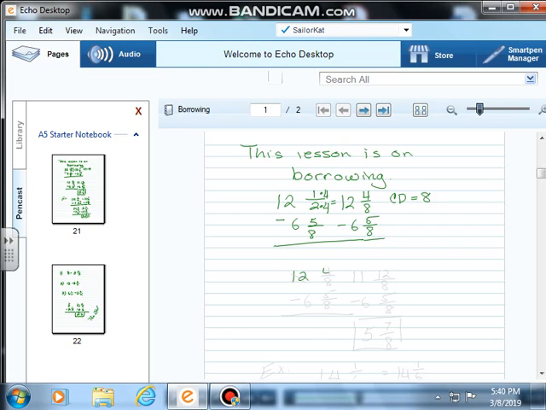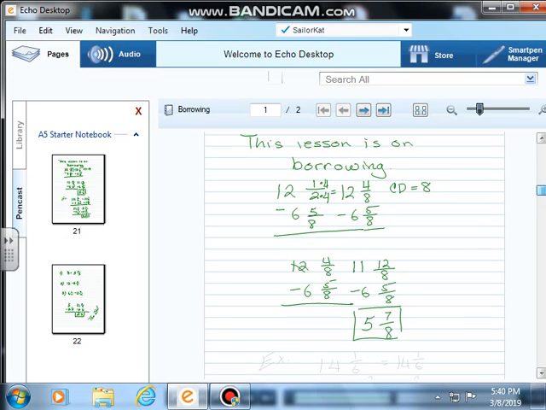So let's rewrite the problem and show how we borrow. Be very careful when you first do these. Take your time and make sure you get it where you can understand it. We're going to borrow from the 12 and make that 11. Add 8 to the 4, and that'll be 8, 9, 10, 11, 12, minus 6 5/8. Now it's easy to subtract. 12 minus 5 is 7 over 8. 11 minus 6 is 5. And we can box it.